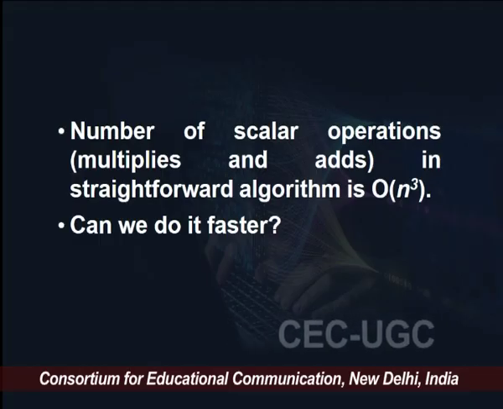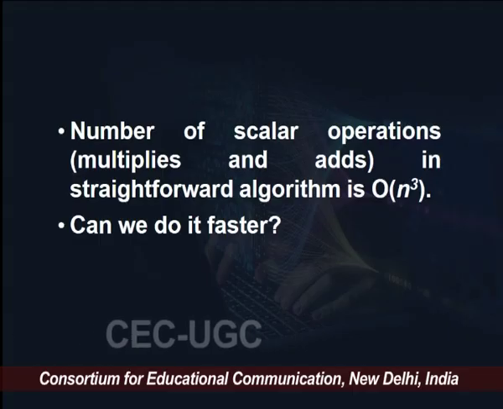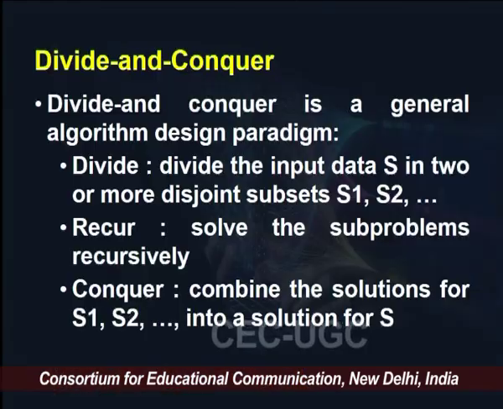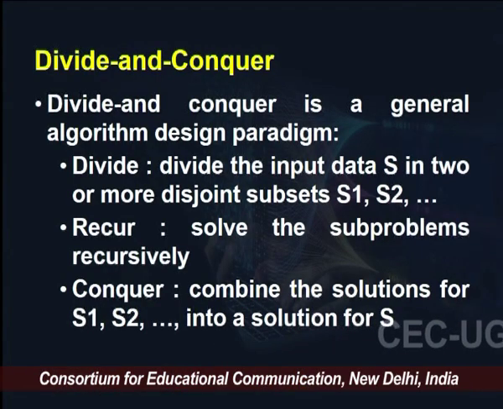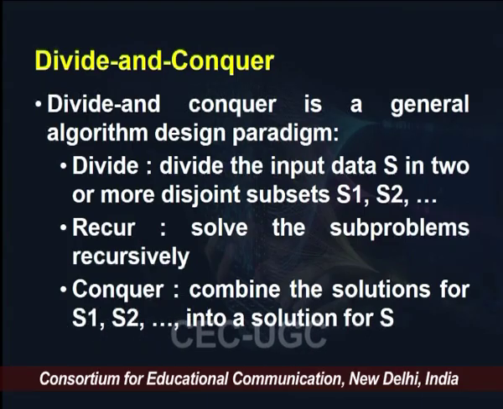Now the question which haunts algorithm designers forever is: can we do better than this? Can we do faster than this? The answer is yes. Here comes in the picture the divide and conquer technique, to be precise. Let us revise divide and conquer first, and then we will see how it can be a savior as an application to matrix multiplication.